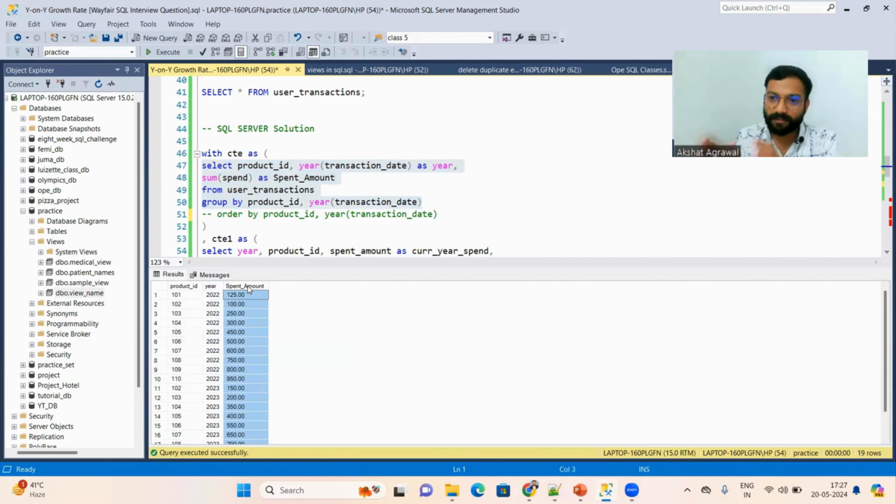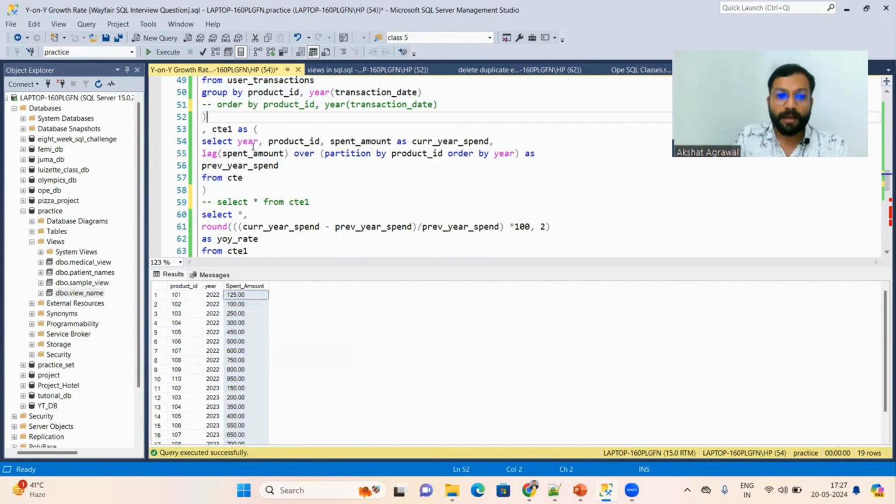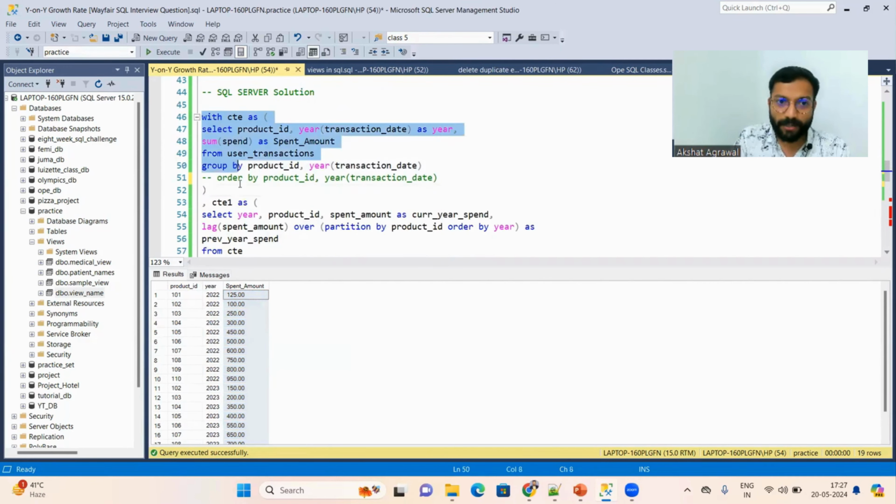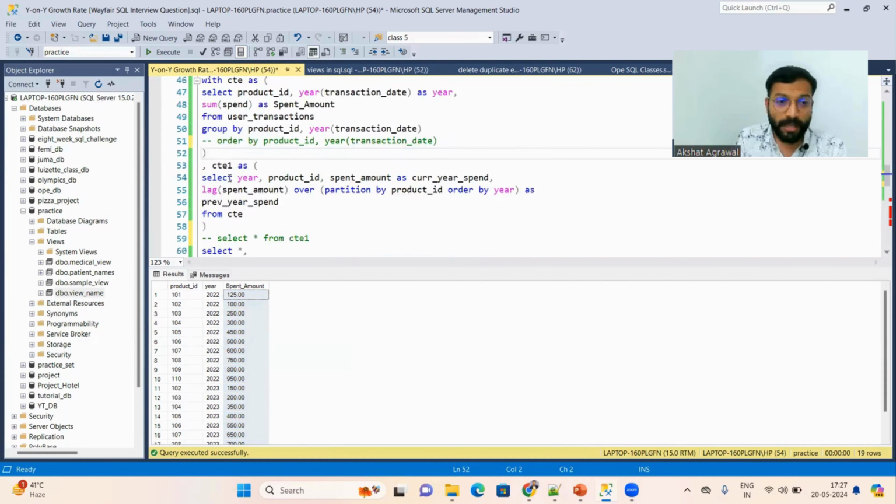To get the previous year sale, we have to use a very good window function that is called lag. There might be multiple approaches, but currently I'm using this one. So again, I put that data into a CTE, let's say the name is CTE1. Then I'm creating another CTE, and in that I'm putting the data: select year, product ID, spend amount as the current year spend.